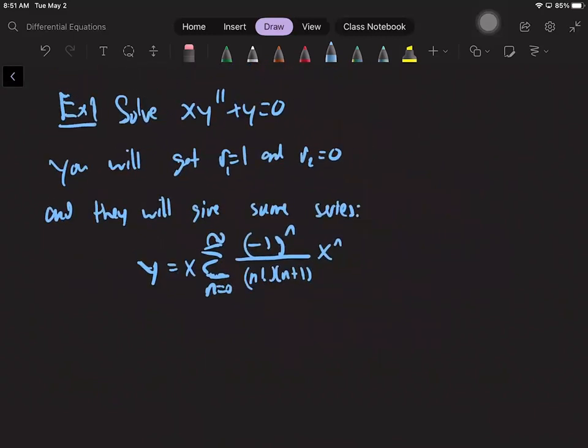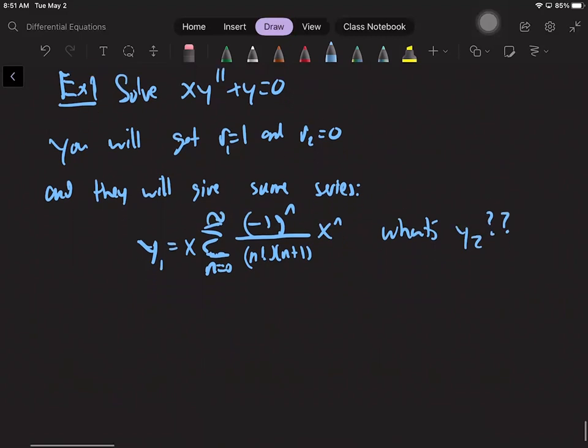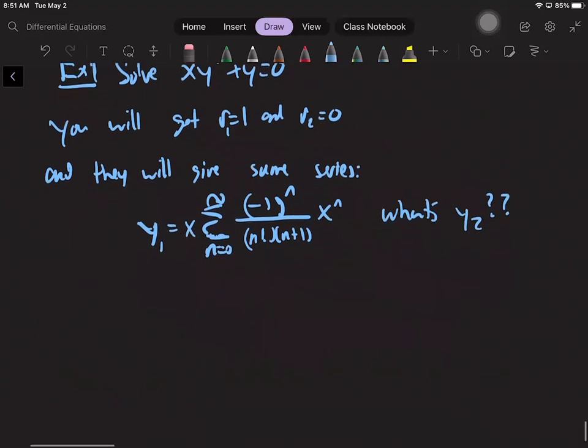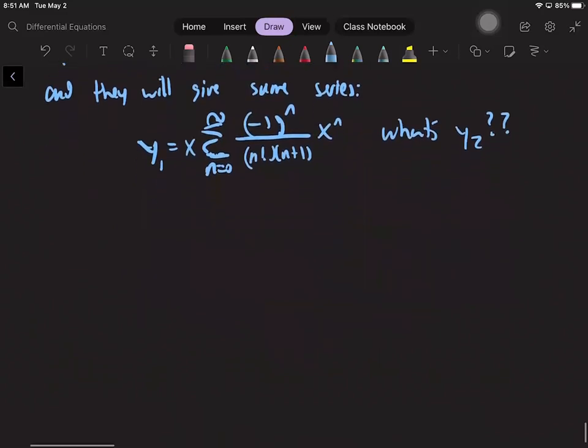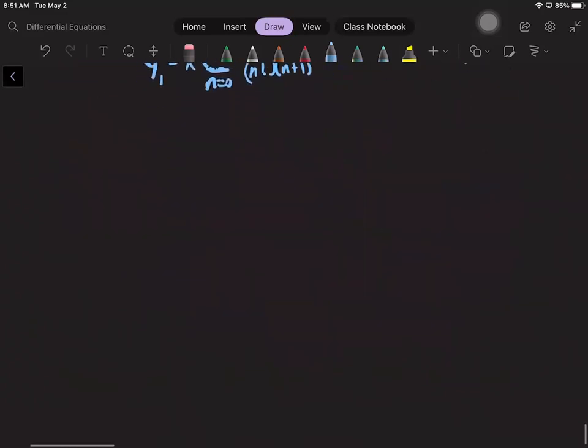So then what's y2? Well, okay, that's where these 3 cases come in. If you get the same series twice, then you just have to do this other little thing. Okay, so let's break this into the 3 cases.